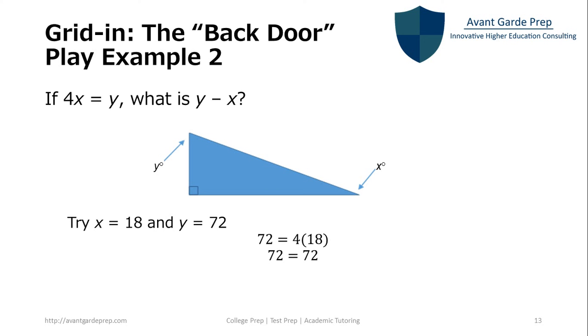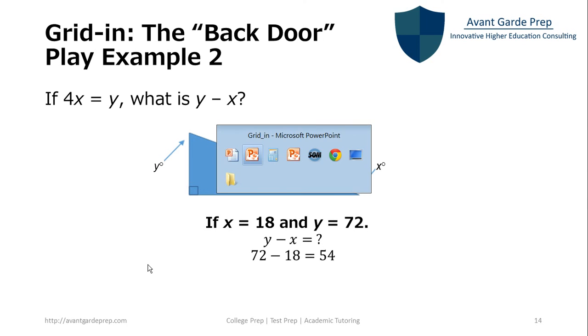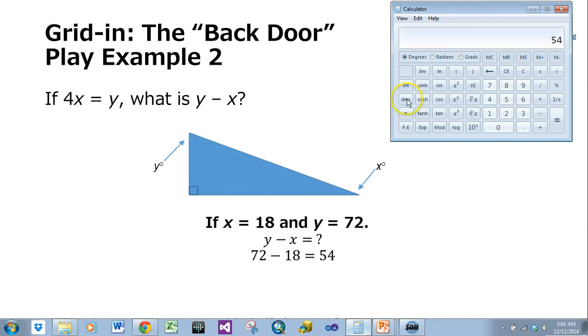But that's not what this question's asking. It actually wants to know what is y minus x. So now we simply plug 18 and 72 into the equation of y minus x, and we can calculate that really quickly by just subtracting 18 from 72, and that gives us 54. So this problem, the answer is 54.